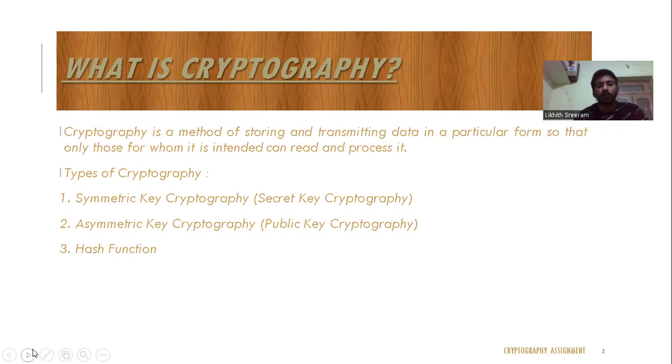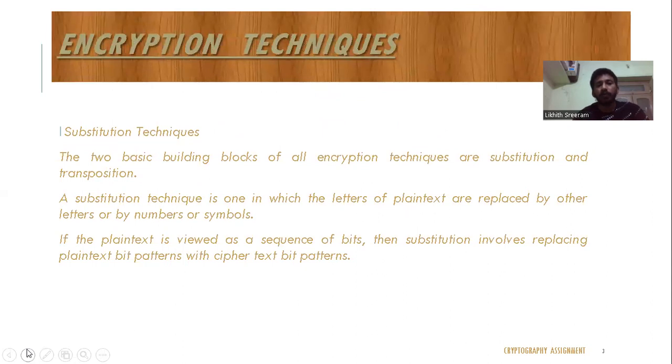Types of cryptography: symmetric key cryptography, asymmetric key cryptography, hash function. Encryption techniques: previously, I have told the substitution techniques and transposition techniques. Now we'll be discussing substitution techniques. The two basic building blocks of all encryption techniques are substitution and transposition. A substitution technique is one in which the letters of plain text are replaced by other letters or by numbers or symbols. If the plain text is viewed as a sequence of bits, then substitution involves replacing plain text bit patterns with cipher text bit patterns.